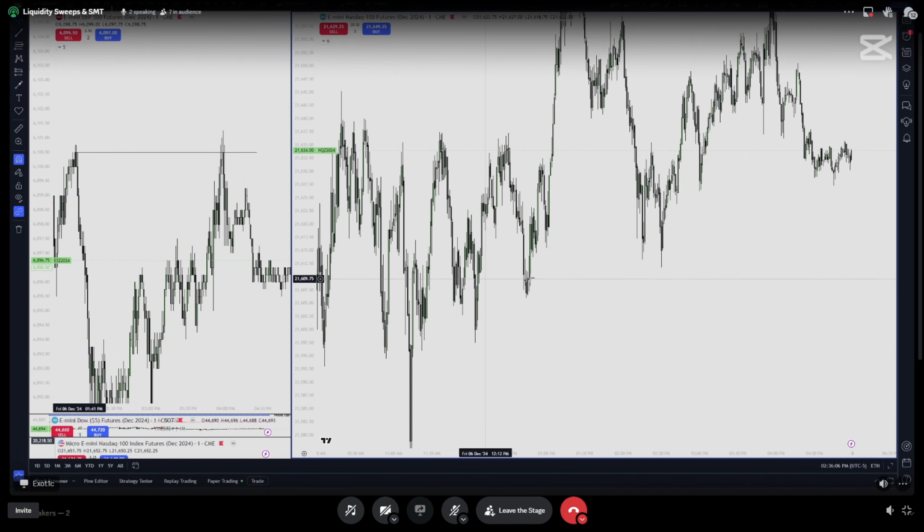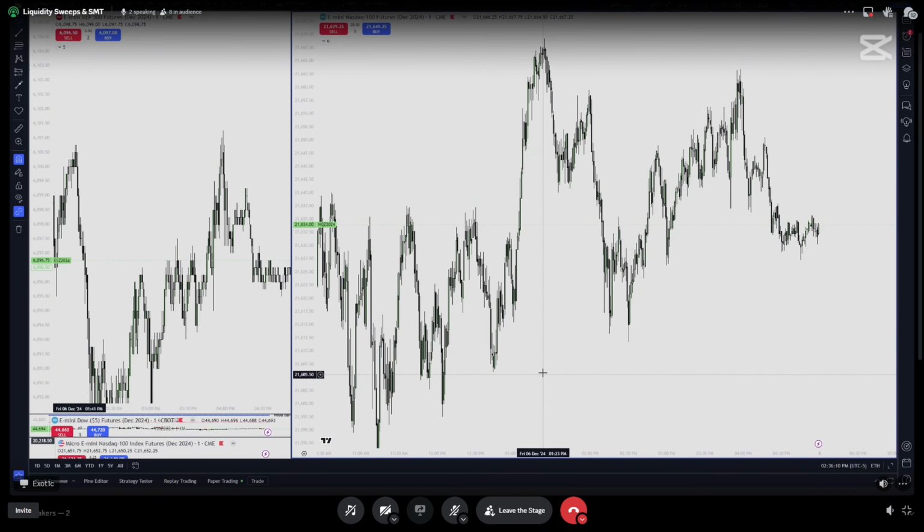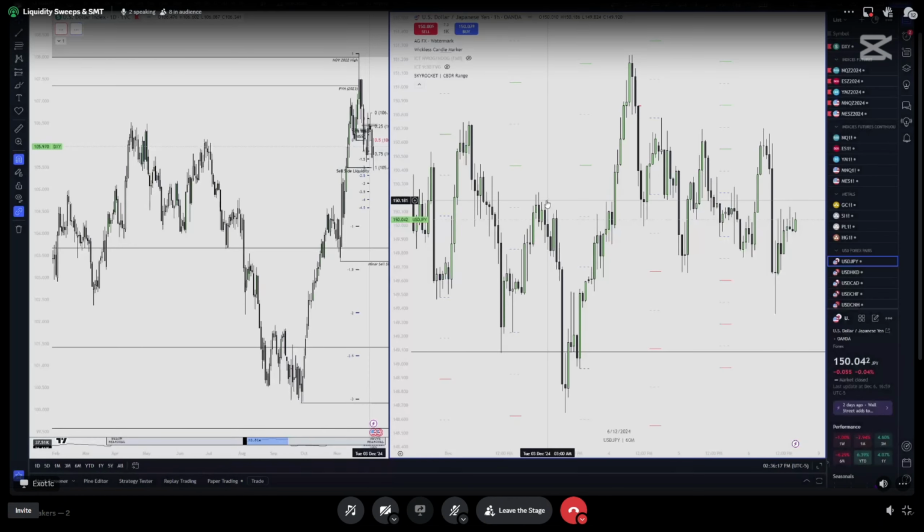If not, I can very quickly go over liquidity sweeps on forex pairs when it comes to body liquidity sweeps, as long as I can find a good example.